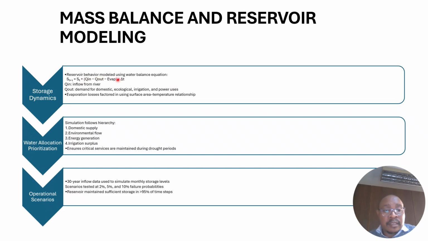This is the equation with all the variables. And then on the water allocations, as I've indicated, there are a number of supplies from this dam: domestic use, environmental flow, energy generation, and also irrigation. And then on the operational side, a 30-year inflow data set was used to simulate monthly storage level. Scenarios were tested at 2%, 5%, and 10% failure probabilities.